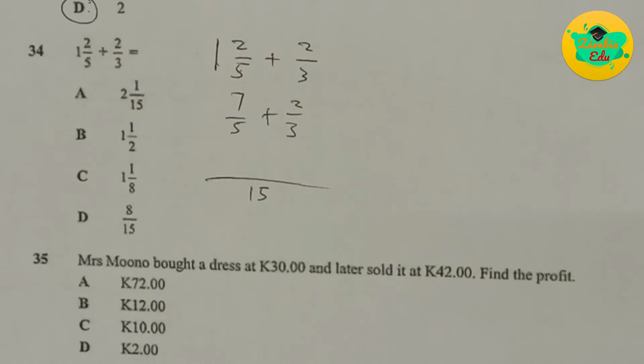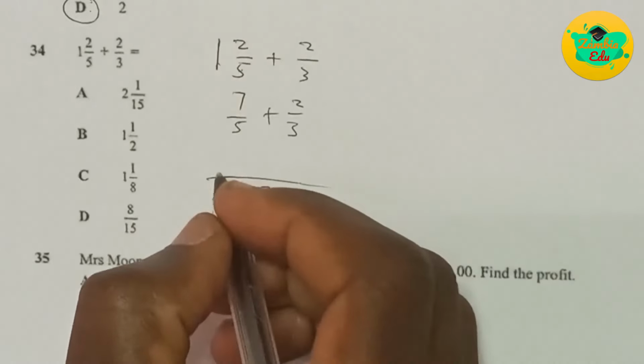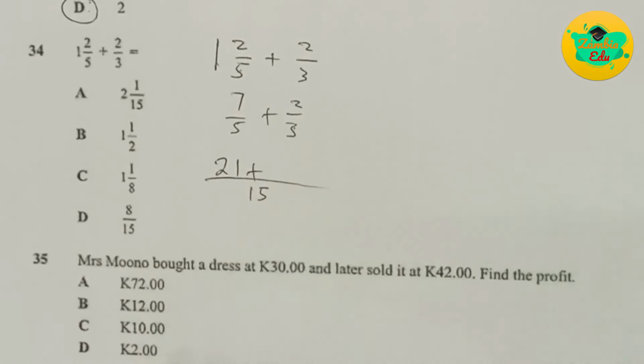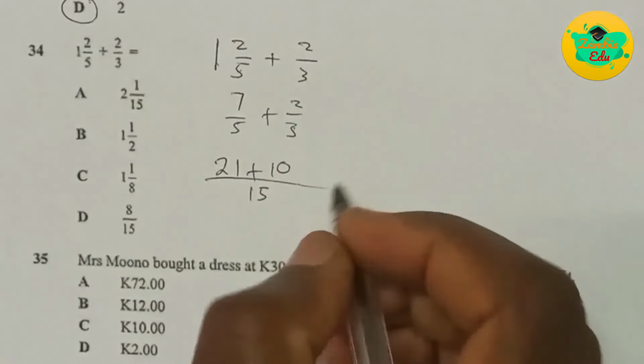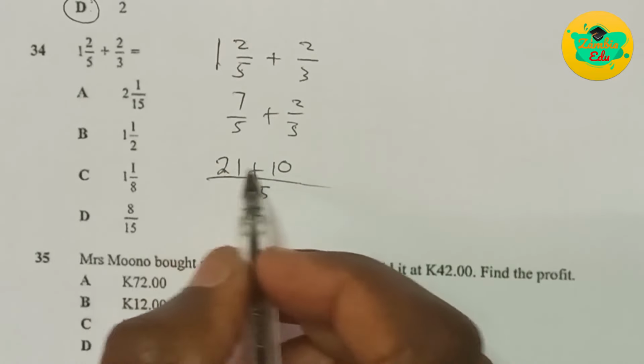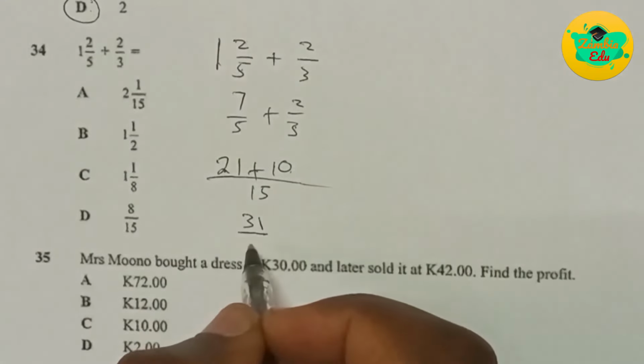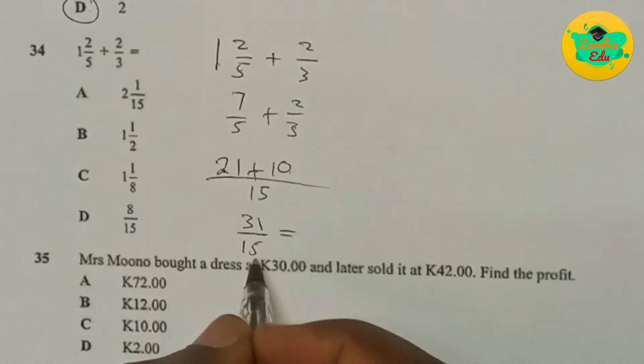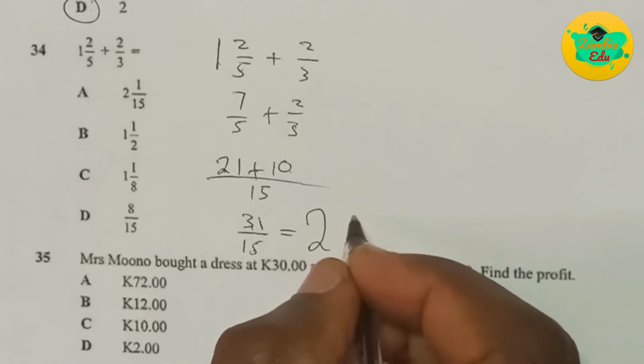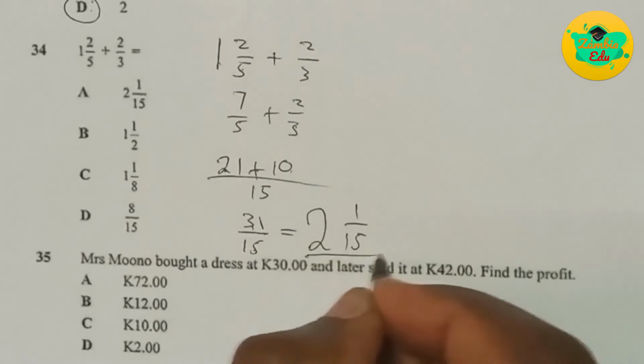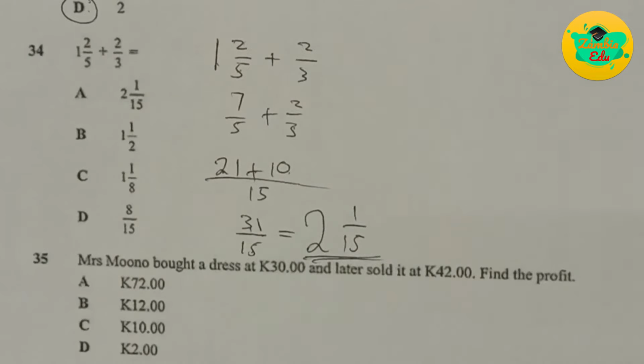5 into 15 is 3. 3 times 7 is 21. Plus 3 into 15 is 5. 5 times 2 is 10. So when we add 21 plus 10, it gives us 31 over 15, which is equal to 2 and 1 over 15, since 15 goes into 31 two times. So 2 and 1 over 15 becomes our answer, and we see that answer shown on option A. So for 34, the answer was A.